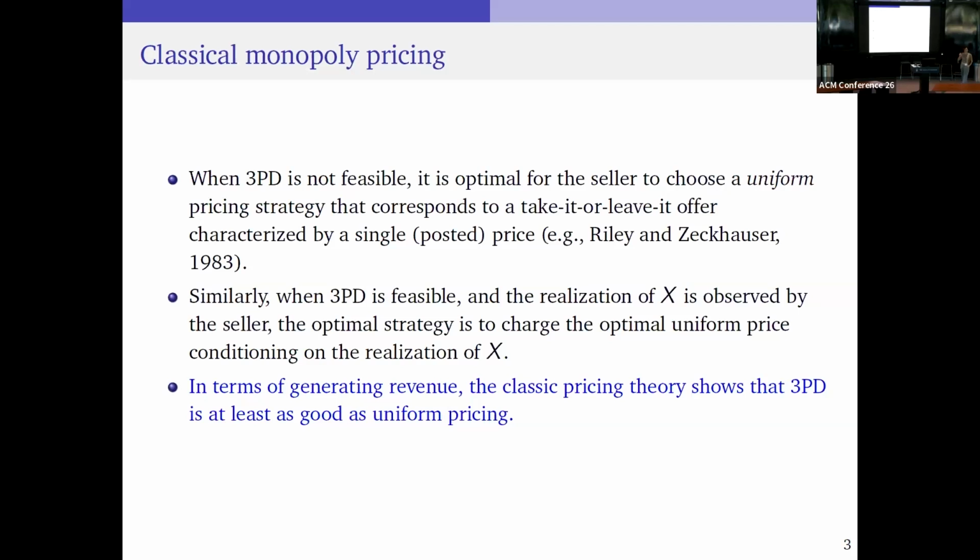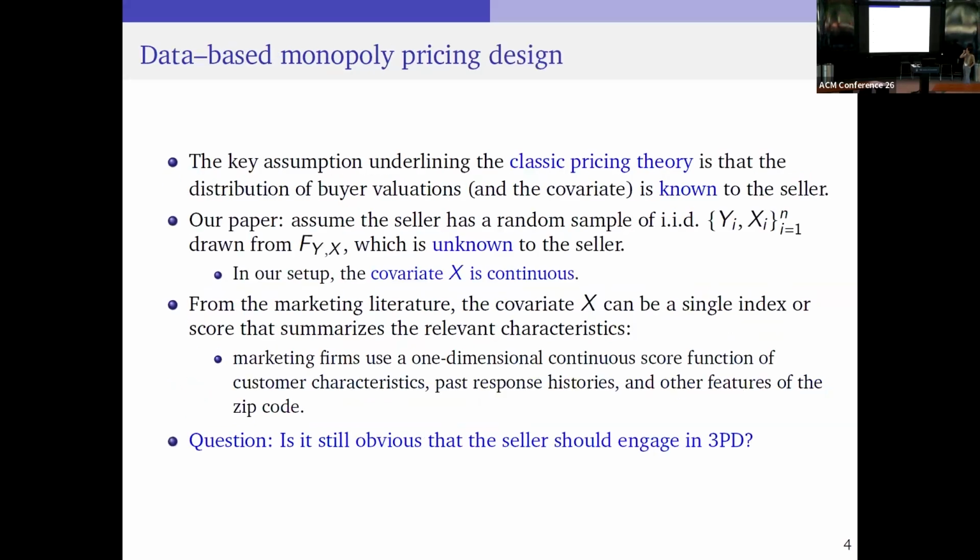So in the classic setup, the result says that 3PD is at least as good as uniform pricing. You can see why, because 3PD is essentially an unconstrained problem where you charge a different price depending on the X, but uniform pricing is where you charge the same price for all different X. So that's what the classic theory says.